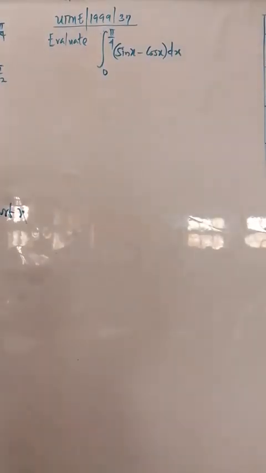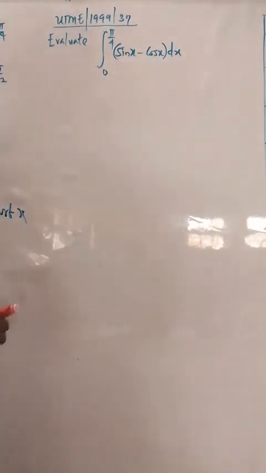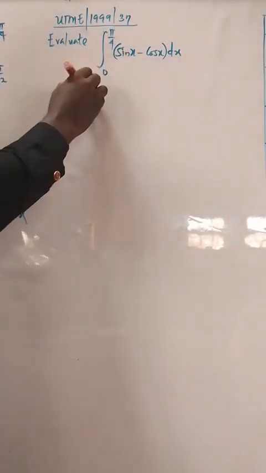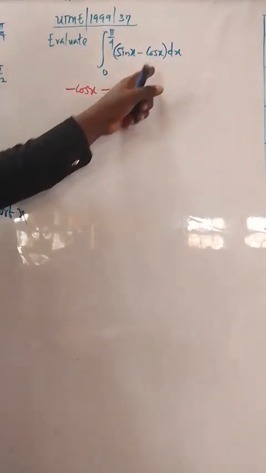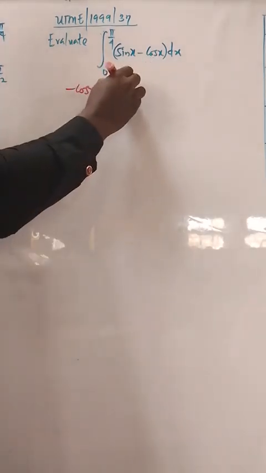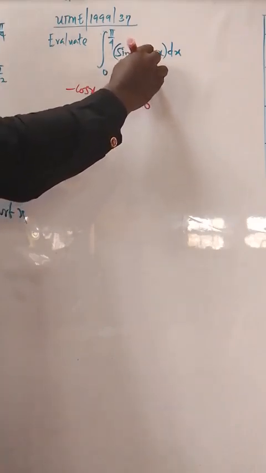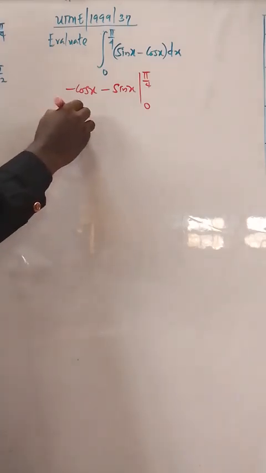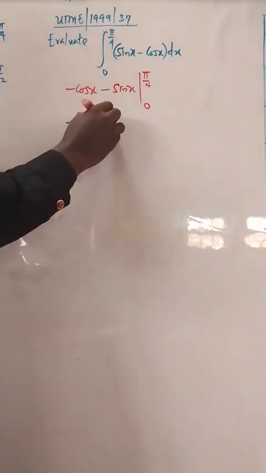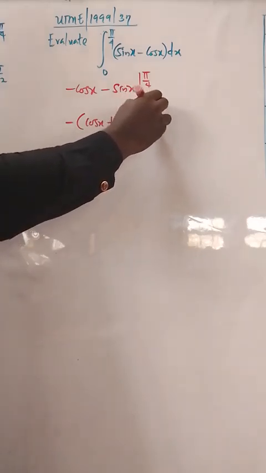1999 number 37. We have to evaluate this. So what is it? If we integrate sine, we get minus cos x. Then minus, if we integrate cos, we get sin x. From 0 to pi over 4. We can bring out the minus. That will be minus cos x plus sin x from 0 to pi over 4.